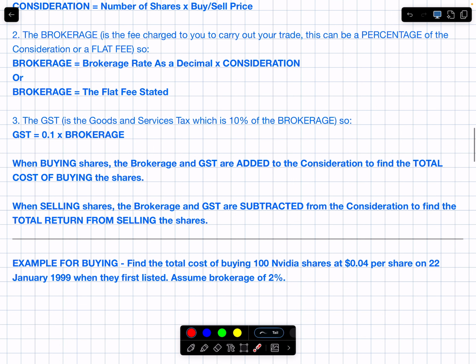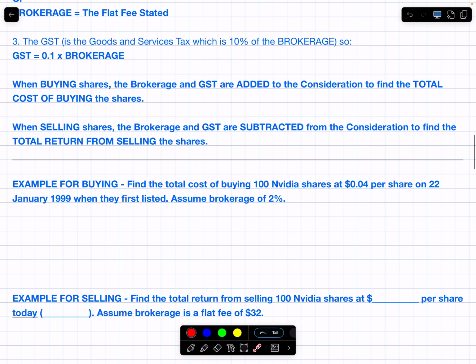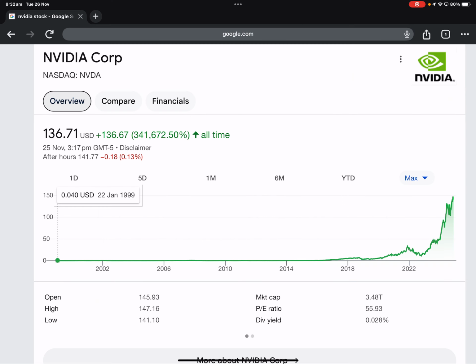All right, let's do actual maths. Example for buying. What would the total cost of buying 100 NVIDIA shares at 4 cents each on the 22nd of January 1999 when they first listed, and we're going to assume a brokerage of 2%. So I'm not making that up. That's the actual price of it.